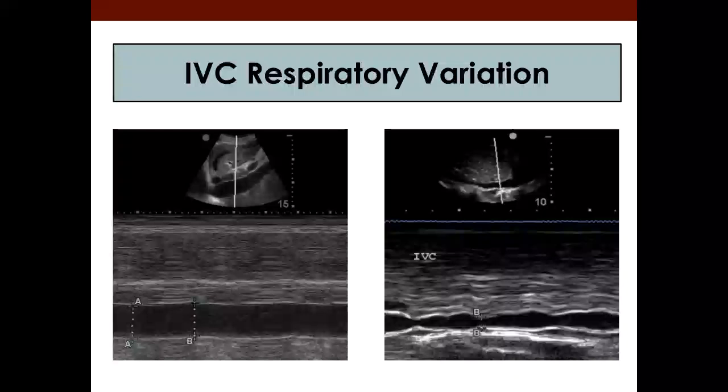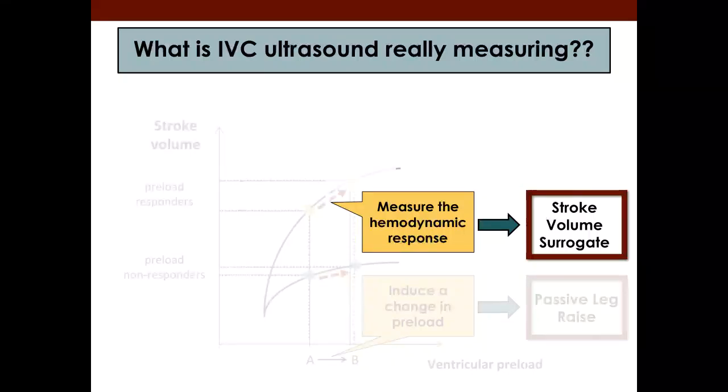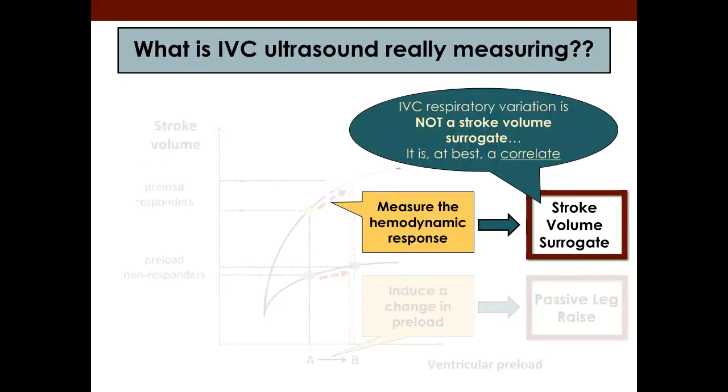For details on exactly how to do this ultrasound, I want you to go to Unit 3, the Volume Assessment Lecture by Jose Diaz-Gomez. What I want to talk to you guys about here is what IVC ultrasound means at the bedside in the context of our systematic approach to fluid status assessment. Because it's a little bit complicated, it's not that straightforward, and here is the issue. IVC respiratory variation is not a true stroke volume surrogate. It's at best a correlate.